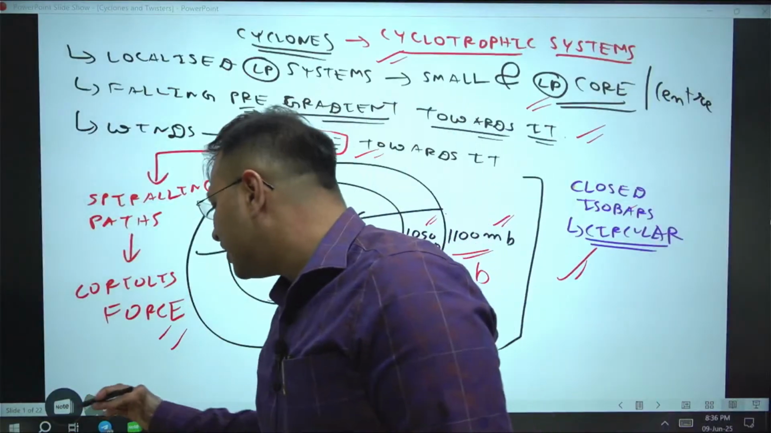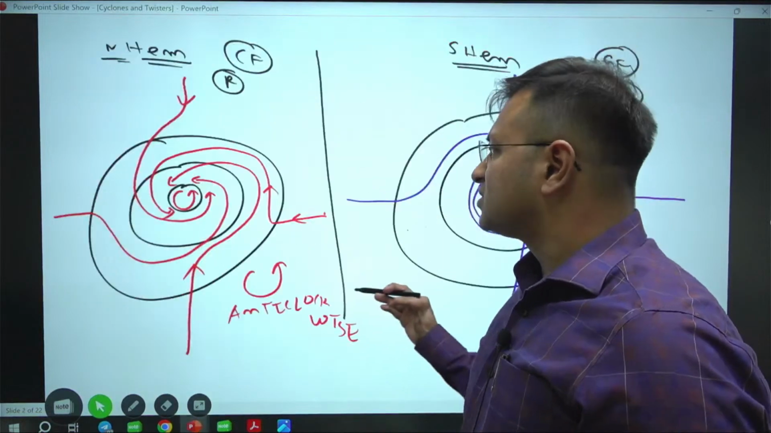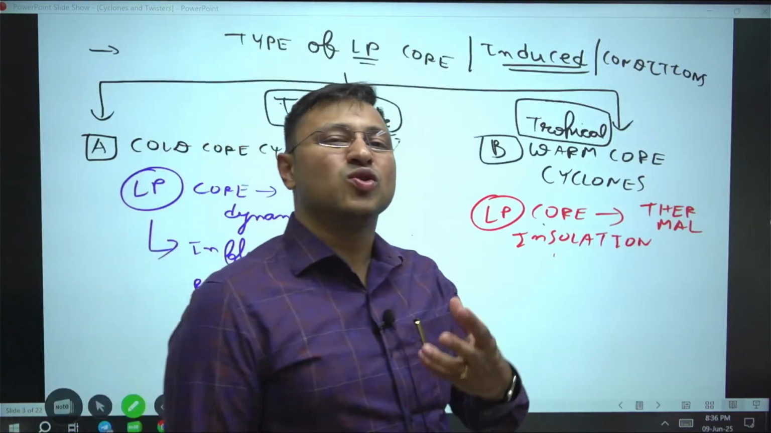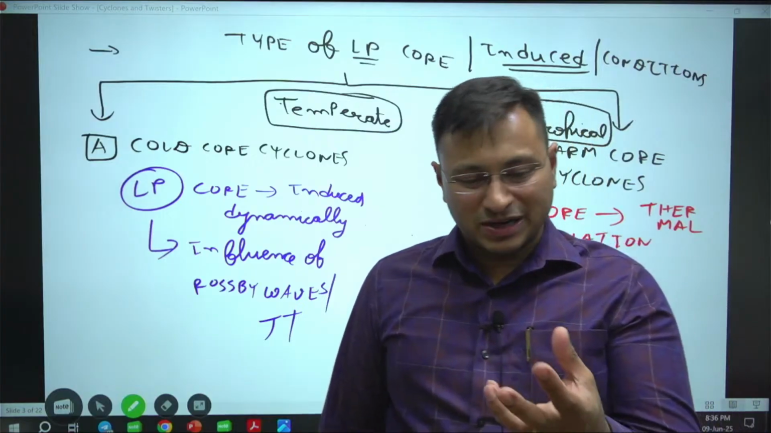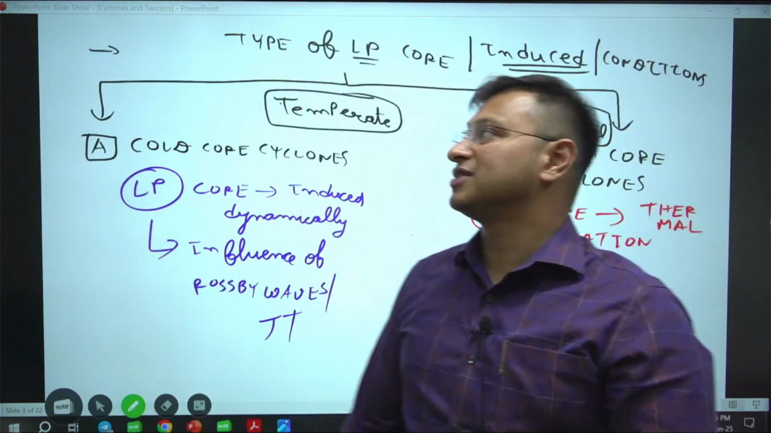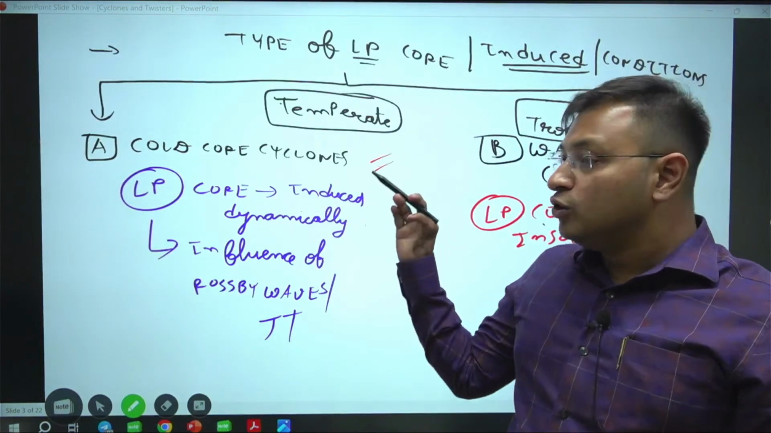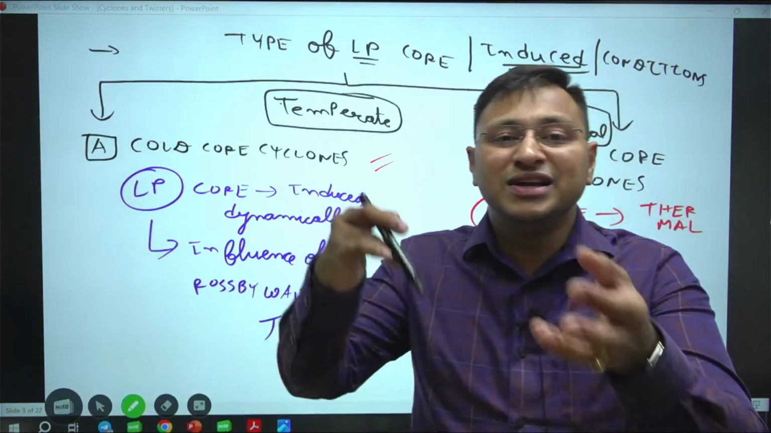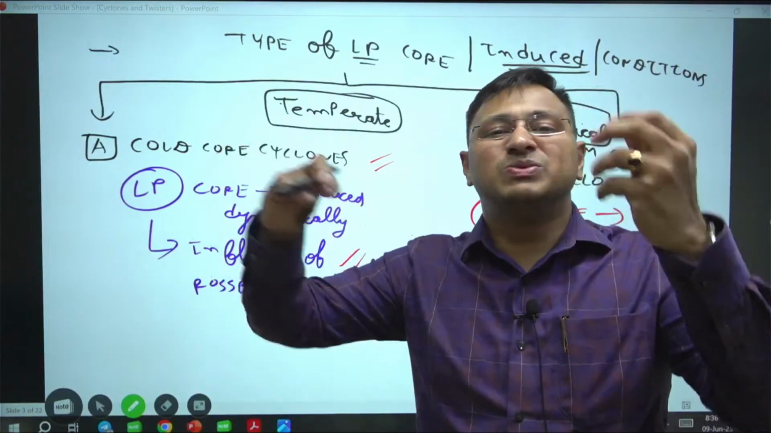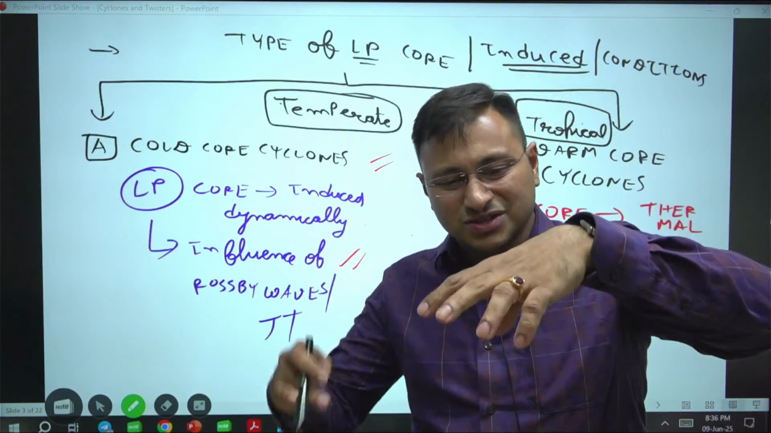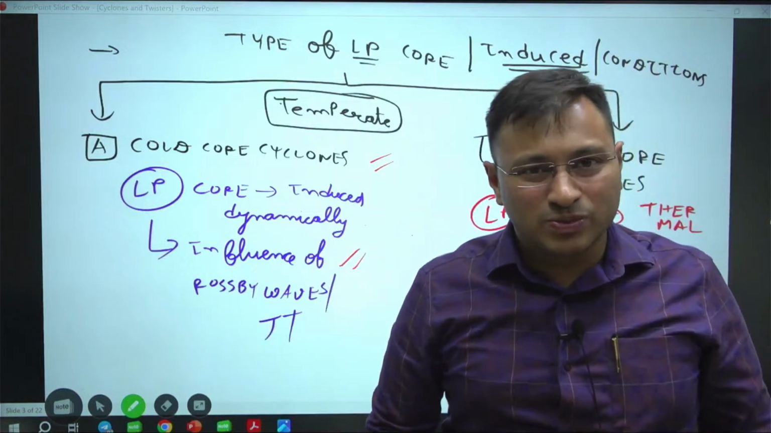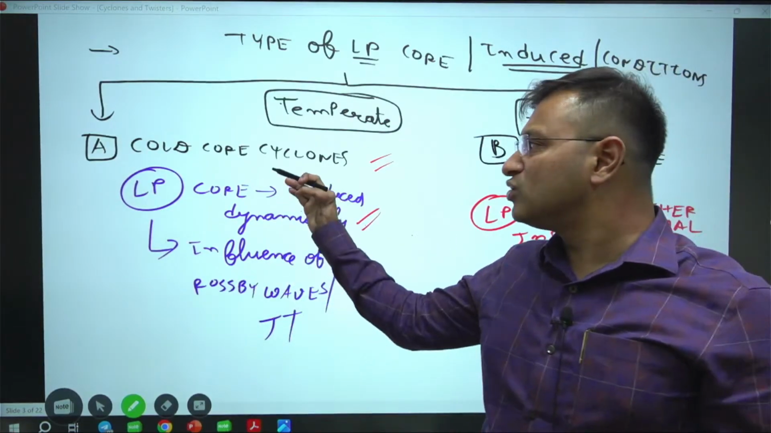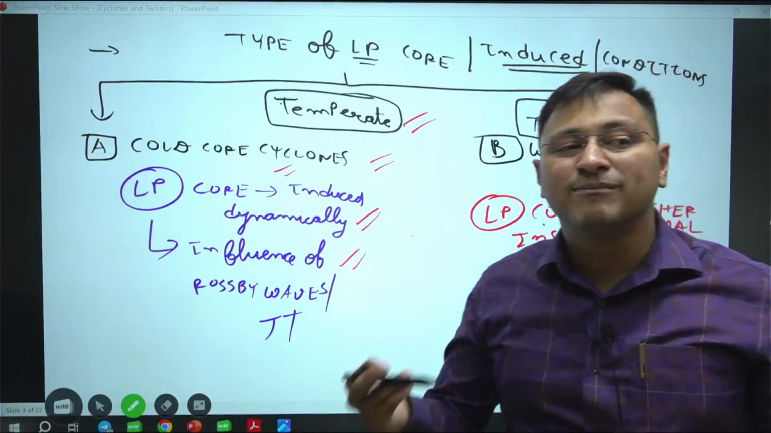Now if we are trying to understand what types of cyclones we have, depending upon how the low pressure core is induced, we can have two types of cyclones. If the low pressure core is dynamically induced, in the sense that it is induced on the basis of meandering of Rossby waves and jet streams, because Rossby waves and jet streams induce a series of high pressure and low pressure cells on the ground, then we refer to it as a cold core cyclone, or we call it a temperate cyclone.